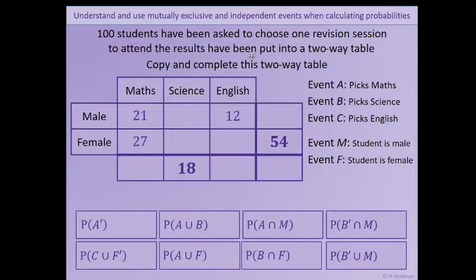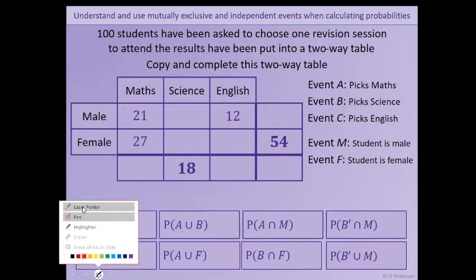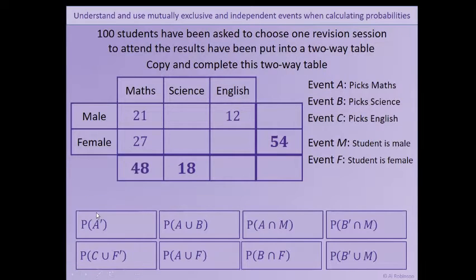Okay, copy and complete the two-way table. So here we have maths, 21, male, female, 27. Okay, right, so we have events A, B, C, M, and F. All right, so we need to fill it out. Let's see if we can fill it out. So we've got both of them added together, which gives me 48.